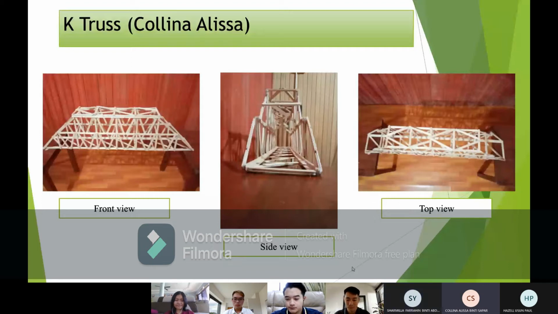Thank you, Young. So, hi, my name is Collina Alisa, and my bridge is a K Truss Base Bridge. The dimensions for my bridge are 110 centimeter length, 25.6 centimeter height, and 10.5 centimeter width.